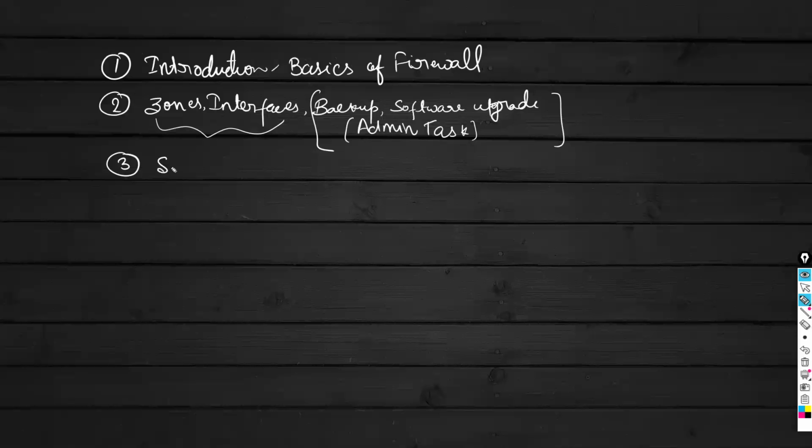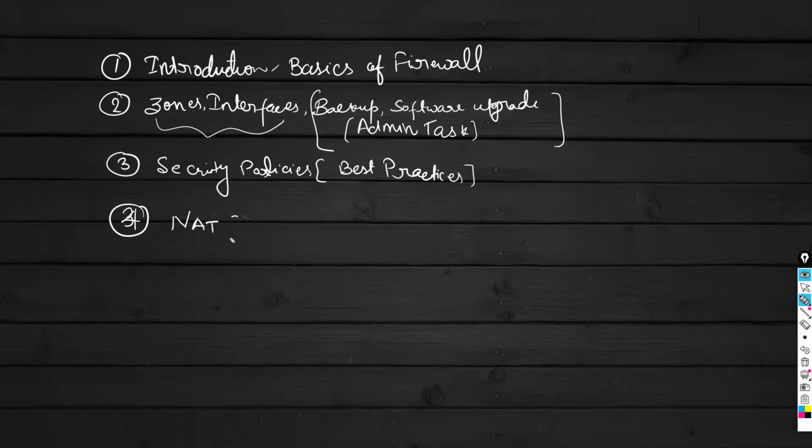Later on we will go through the security policy: how to create security policies, what the best practices are for creating any security policy, and what things you should consider before creating one. Okay. Then we will learn about NAT. Here in NAT we will cover static, dynamic, and port address translation or NAT overload.